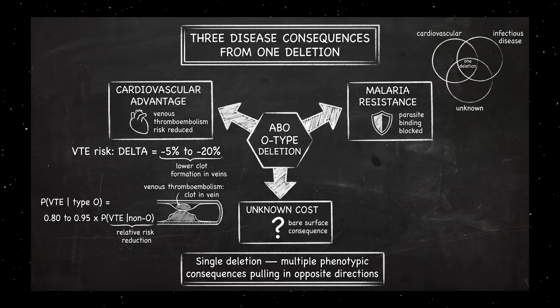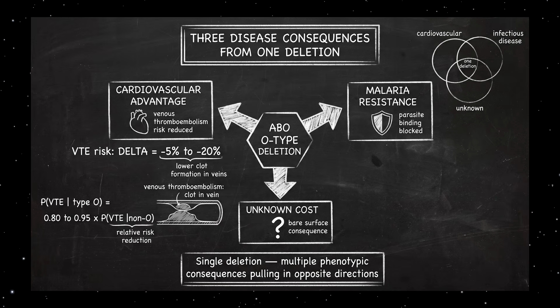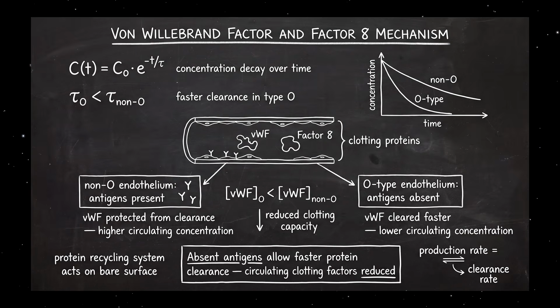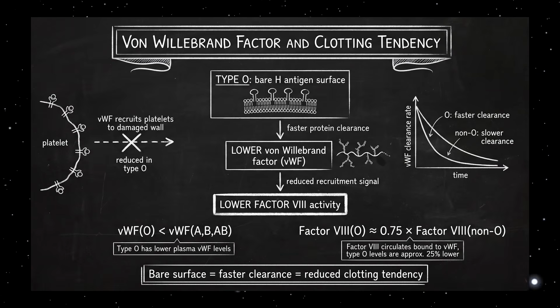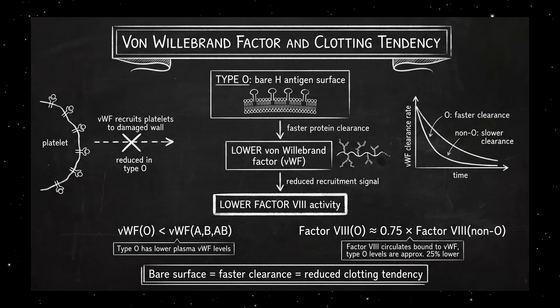Cardiovascular advantage. Type O carriers have 5 to 20% lower risk of venous thromboembolism, blood clots forming in veins. The mechanism runs through von Willebrand factor and factor VIII, clotting proteins that circulate at lower concentrations in type O individuals. The A and B antigens on endothelial cells, the cells lining blood vessel walls, protect von Willebrand factor from clearance by the body's protein recycling systems. Type O endothelium, lacking these antigens, allows faster clearance. Lower von Willebrand factor means lower factor VIII, means reduced clotting tendency. The bare surface makes the blood thinner through faster clearance of the proteins that initiate clot formation.